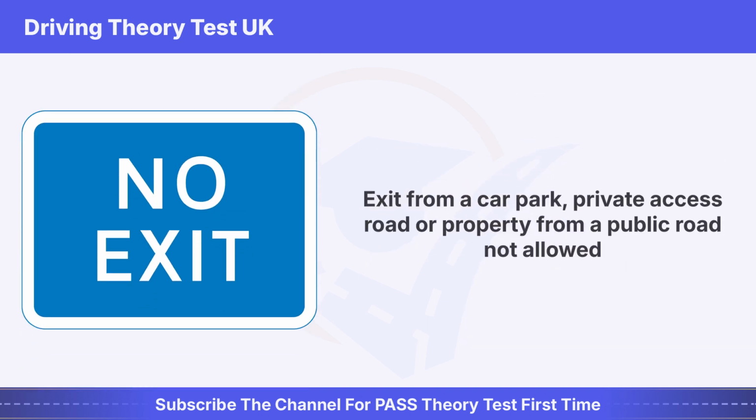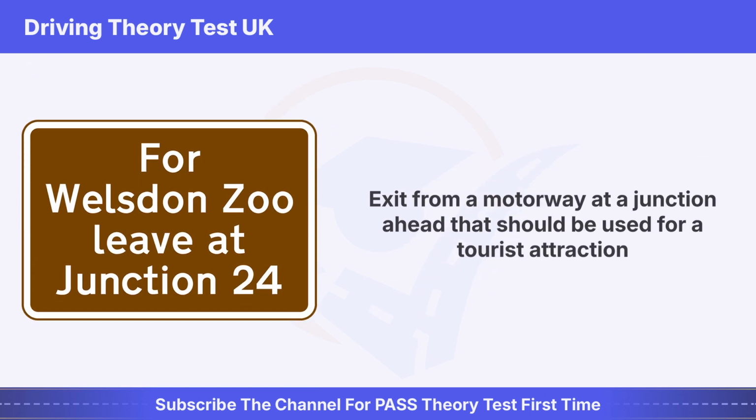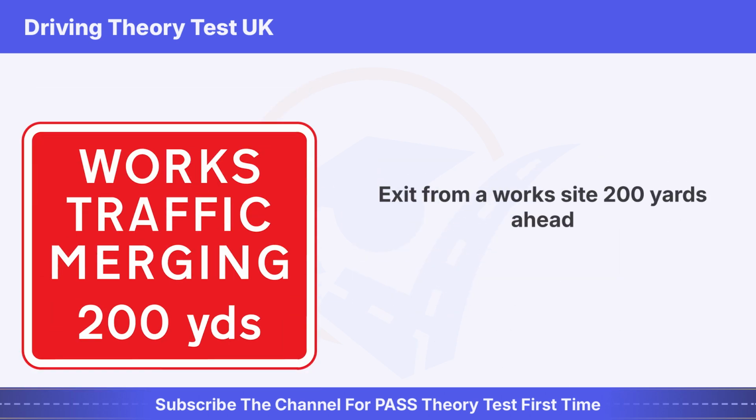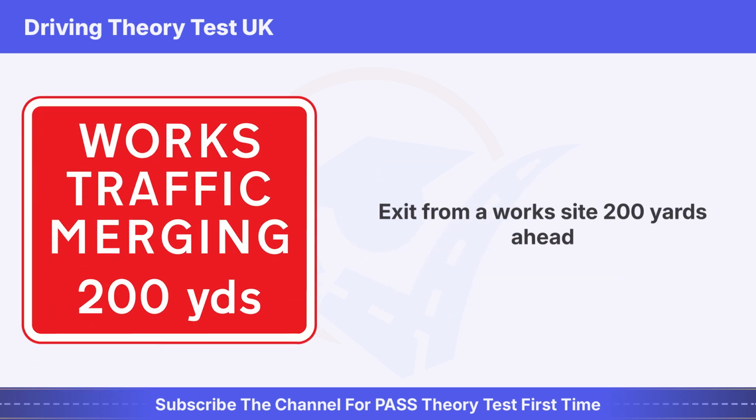Exit from a car park, private access road, or property from a public road not allowed. Exit from a motorway at a junction ahead that should be used for a tourist attraction. Exit from a motorway junction ahead that should be used for a destination along the route advised for goods vehicles. Exit from a work site 200 yards ahead.